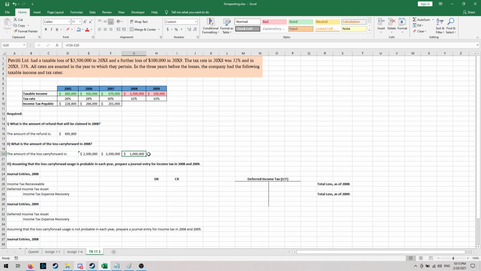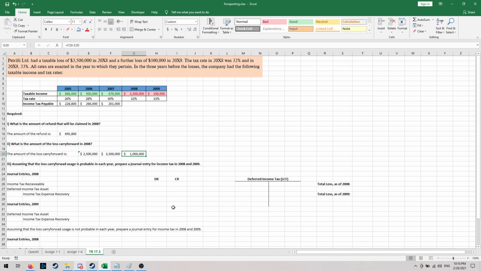any future losses. Next, we're going to do our journal entries. First, we have to do the journal entry assuming that the loss carry forward is probable. So what that means is we want to be optimistic here. We want to believe that our company is going to make money in the future. And in a sense, even though we still lost money this year, to go from a $3.5 million loss to only a $100,000 loss is not bad. We could be on the road to recovery, so we're coming into 2008 and 2009 assuming that our business is going to keep going.